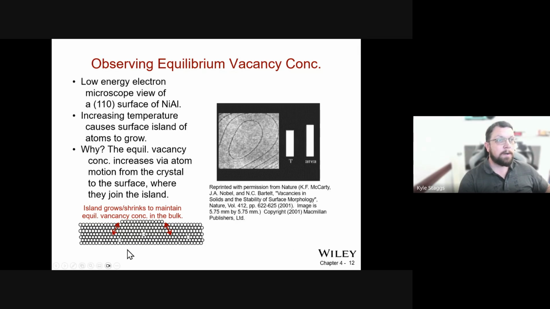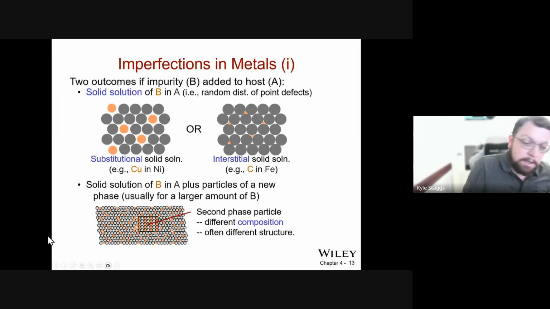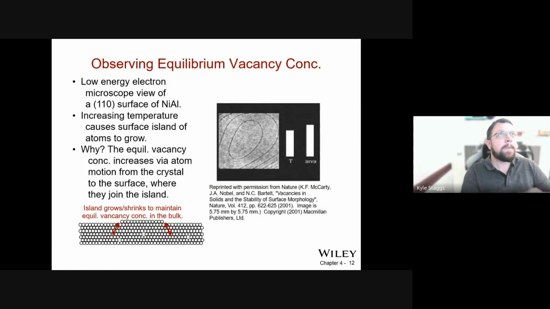So we are trying to finish up chapter 4. Vacancies are very important in these materials. There's a lot of reasons behind that. There are a couple examples that we're going to take a look at.